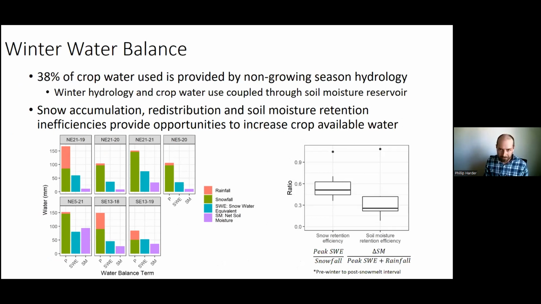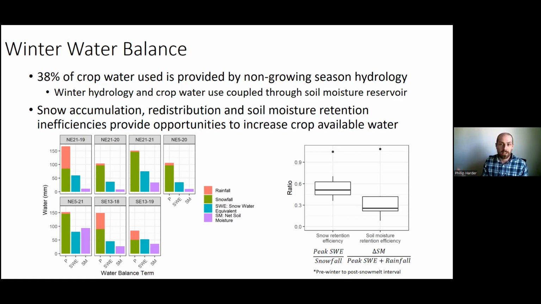What we can say though, with more confidence, is that 38% of the crop water use came from non-growing season hydrology for these sites. And so winter hydrology is really important in determining crop water use come the summertime. And if we look at the wintertime water balance for the periods where we have good enough data to do that, you can start considering things like efficiency. So how efficient are we able to retain snow in our landscape? On average, about 0.5, or 50%, of our snow is retained on the landscape and available to melt. So this is peak snow water equivalent divided by snowfall observed over the winter.